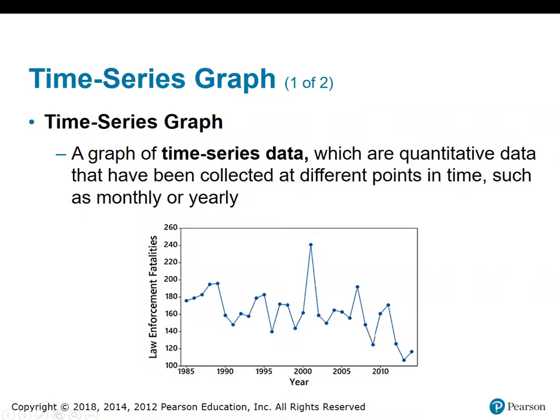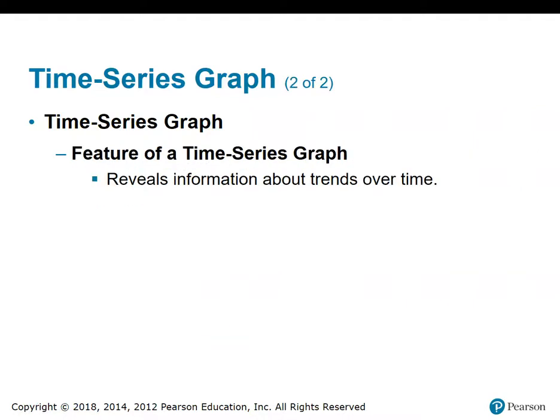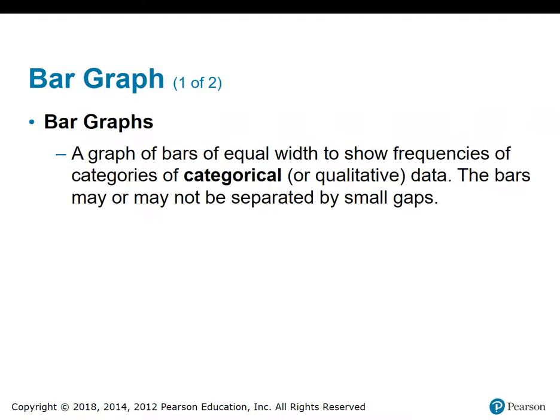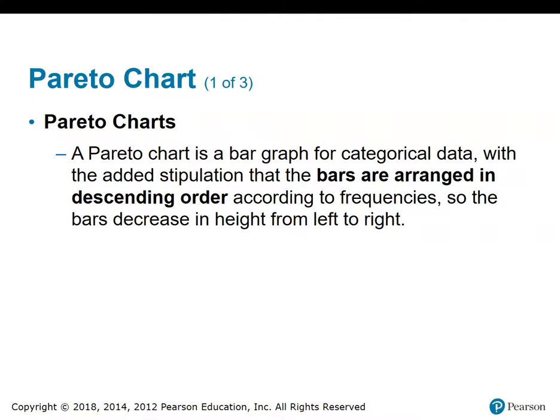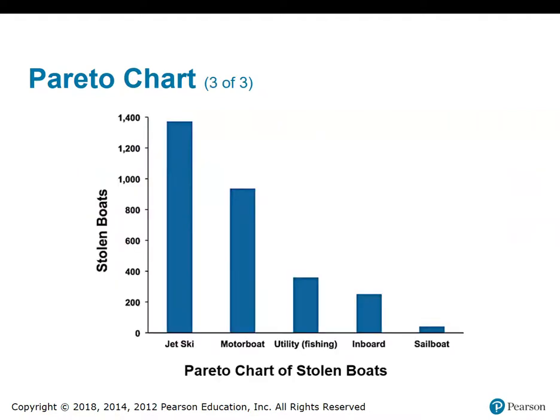This is a time series graph. We don't really do too much of that, but you might see those. Time series graph reveals info about trends over time. Bar graphs are used for categorical or qualitative data. We have small gaps in between. We've done one of those. Pareto has descending order. Here's a Pareto chart. We did one similar.